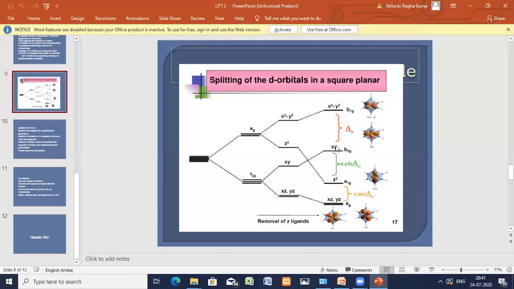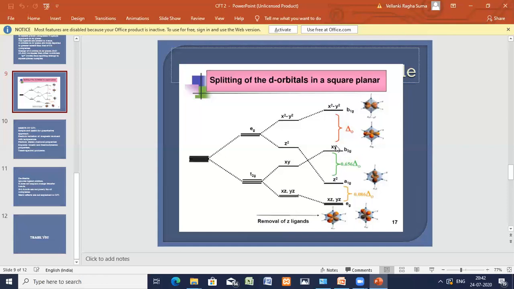What is crystal field stabilization energy? I have explained. What is a strong field and what is a weak field complex? Strong ligands are those which exert a strong electrostatic field on the central metal atom, and the high splitting power will be there. Strong ligands, more electrostatic field on the central metal atom, and high splitting power.